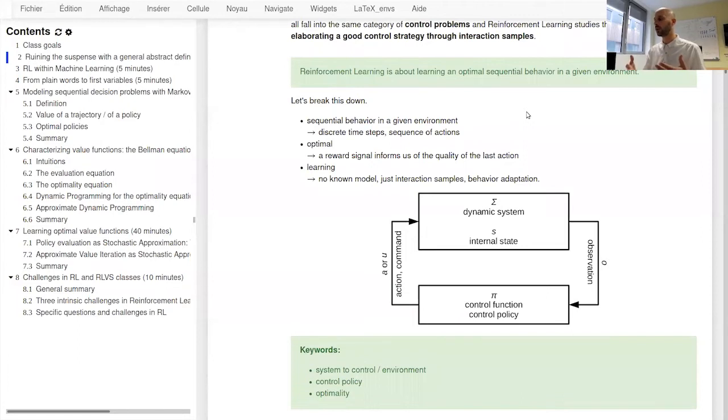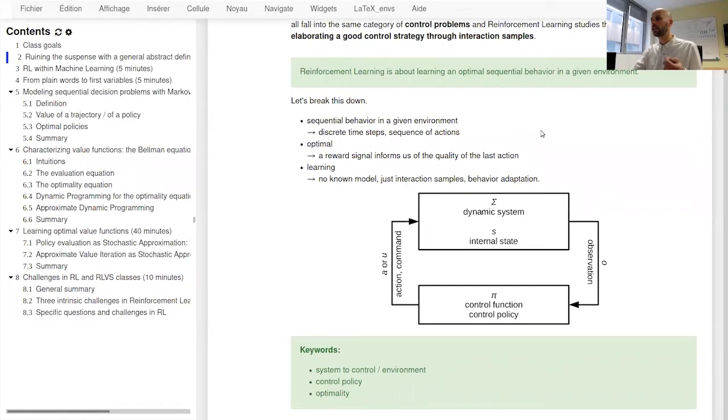And overall, what we are interested in is not the quality of the last action, it is the overall quality of the behavior. And finally, we don't just want to find that optimal behavior, we want to learn it. And by learning, we mean that we want to avoid a modeling step of the system and a calculus step where we actually derive an optimal controller. Instead, we would like to rely on interaction samples, on experience of interacting with the environment, with the dynamic system, so as to perform behavior adaptation on the control function, the control policy.